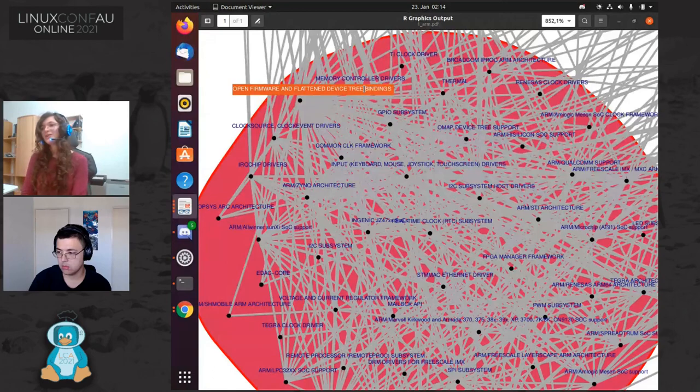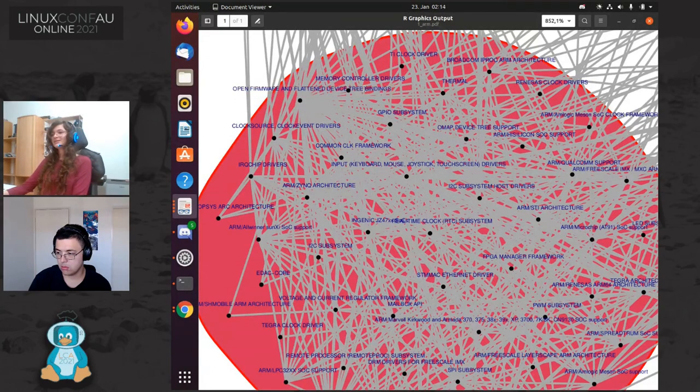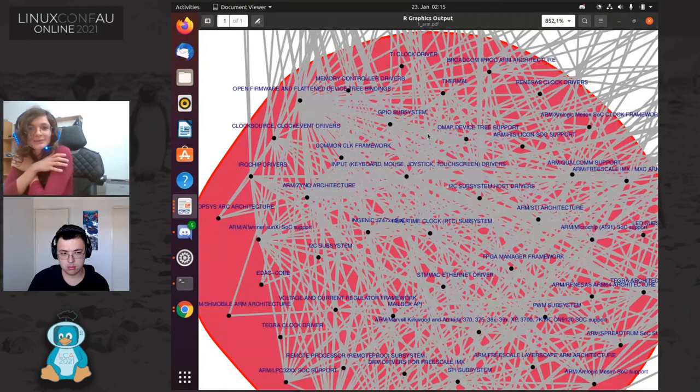Just on a quick side note, and why I didn't really show this one specifically, there is still this very clear theme going on in here of ARM, pin controller, and Samsung and Exynos. So that's a little bit of information on this subsystem and these clusters, if that answers your question. Is that okay?